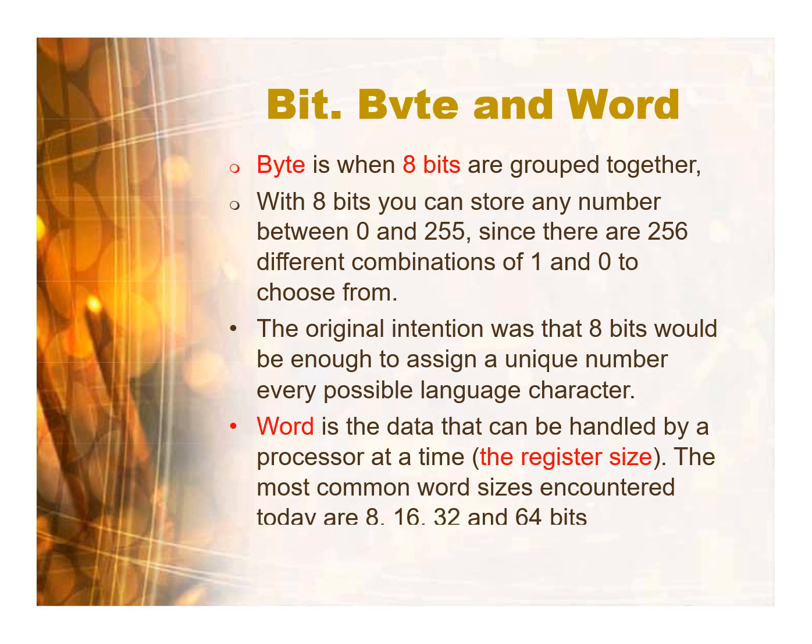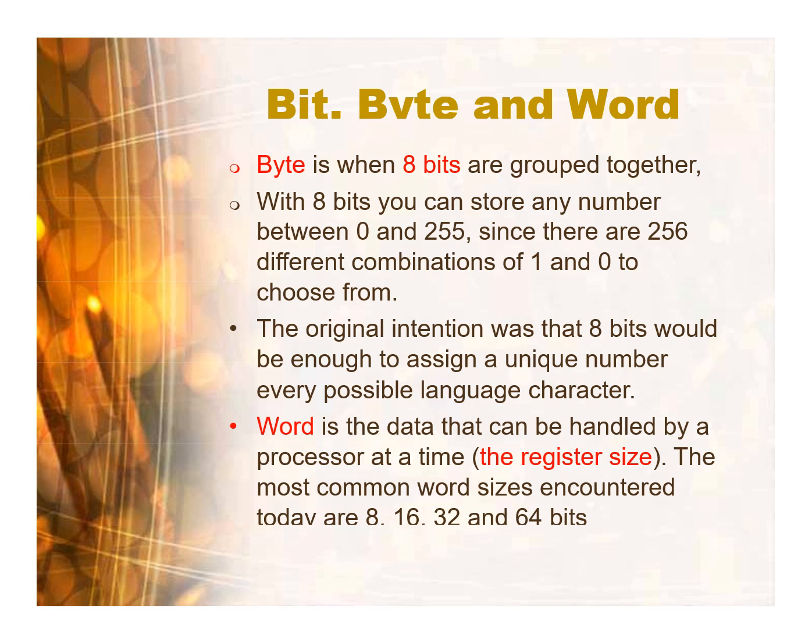So the combination of 1 and 0 to choose, whether it starts with zero or 1 depends. But the maximum number of values for 8 bits is 256, so the values start from 0 until 255. The original intention was that 8 bits would be enough to assign a unique number to every possible language character. One character can be represented by 8 bits or 1 byte. We can count it as 1 byte.